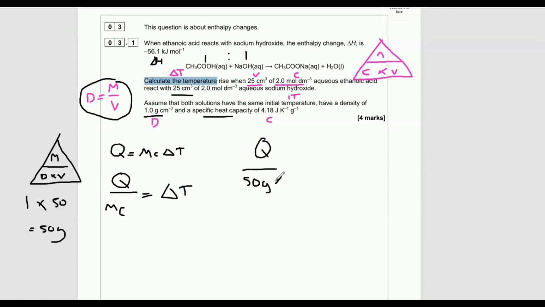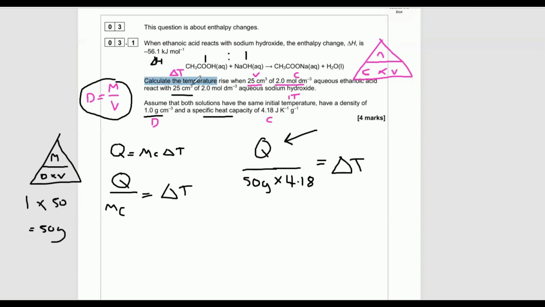So I now know I've got Q over 50 g, and times that by 4.18. Why 4.18? That is the little c. That's the specific heat capacity. Now I just need to find what is Q, and then we can work out our delta T.